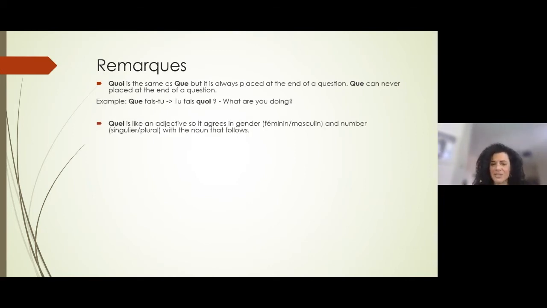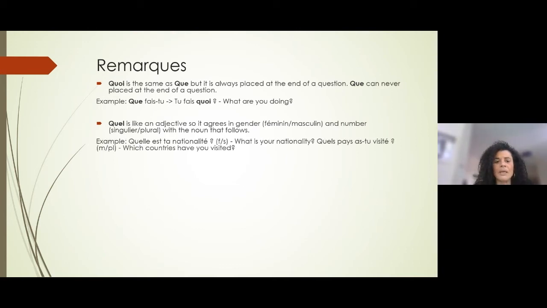Quel is like an adjective, so it needs to agree in gender, meaning féminin, masculin, and number, meaning singulier or plural, with the noun that follows. Example, quelle est ta nationalité? Nationalité is féminin and it's singular. So, quel is also féminin singulier.